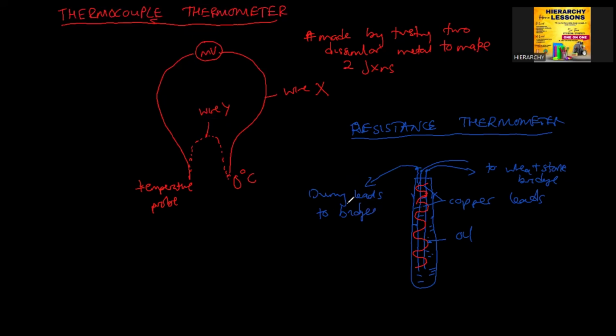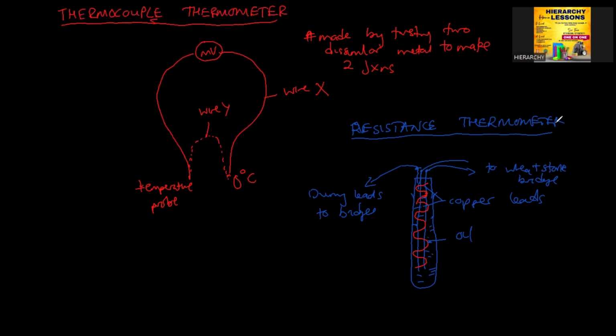So that's a rough sketch of the resistance thermometer. The resistance that we measure is that of a platinum wire, and the Wheatstone bridge is used to measure its resistance. For very accurate measurements, the resistance of the leads between the bridge and the platinum wire is compensated by connecting dummy leads in the other arm of the bridge.